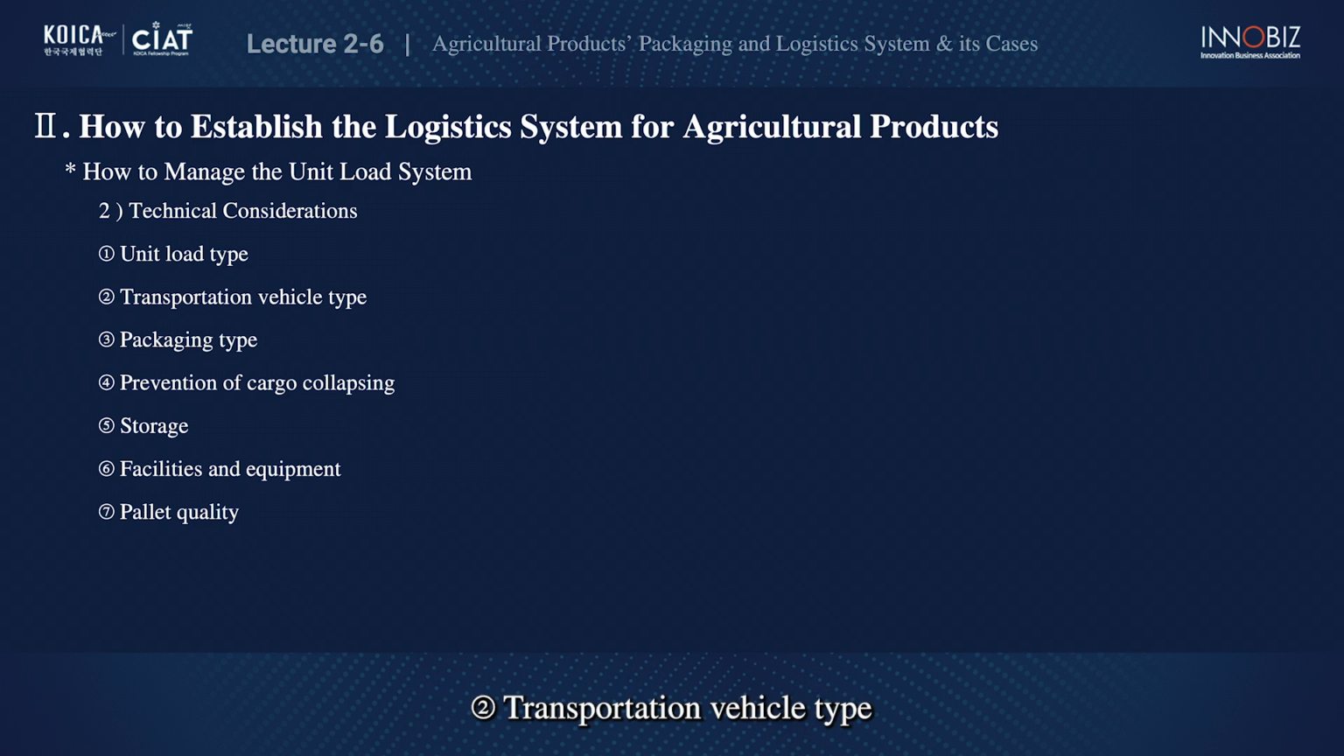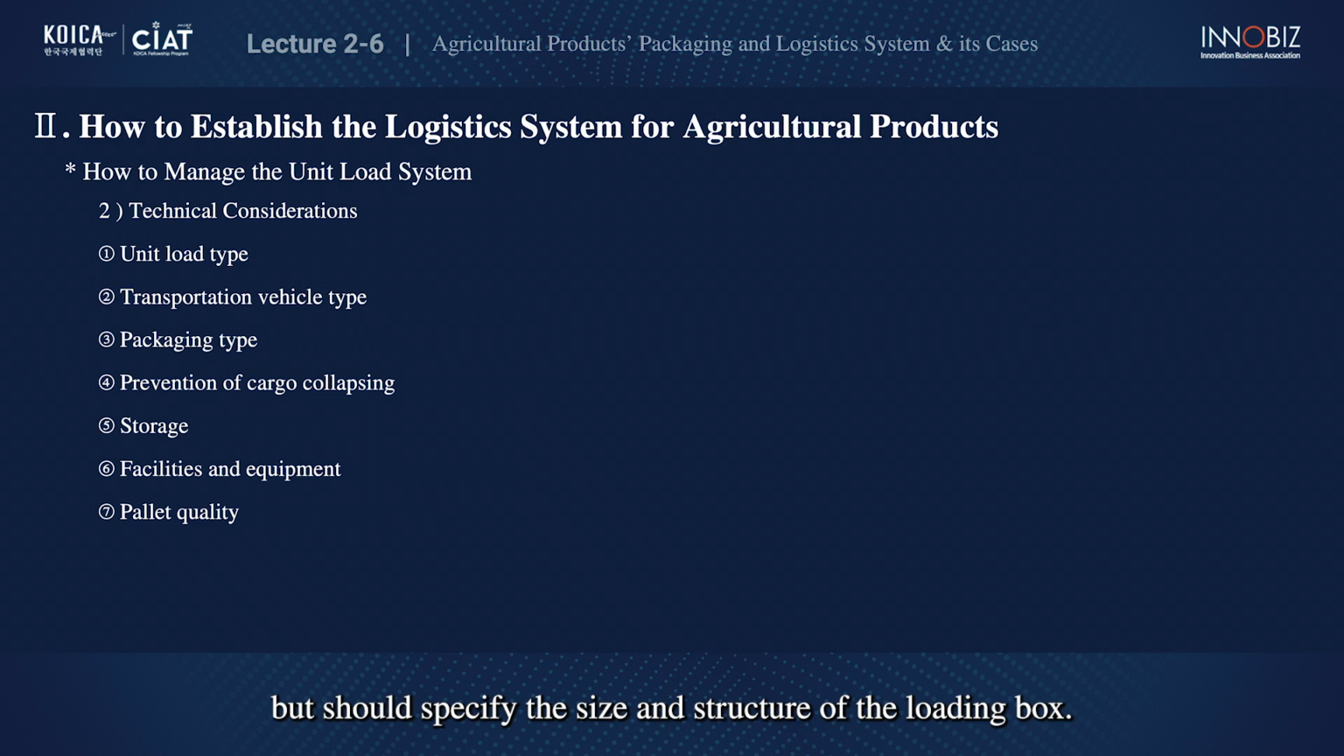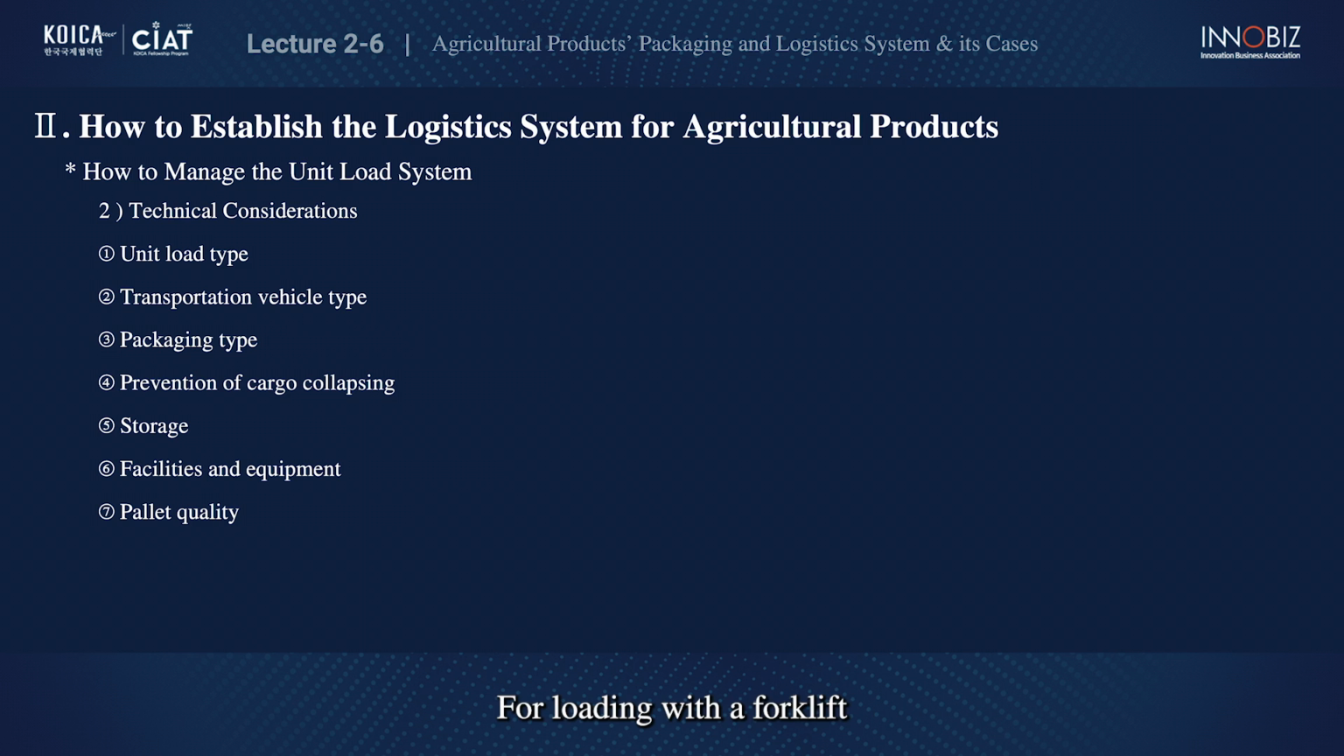Transportation vehicle type. You should not simply say "ton trucks", but should specify the size and structure of the loading box. For loading with the forklift using a flat pallet, a truck or a wing body vehicle is suitable because they can unload from the side of loading boxes. For the roll box pallet, a truck with a lift gate is suitable.